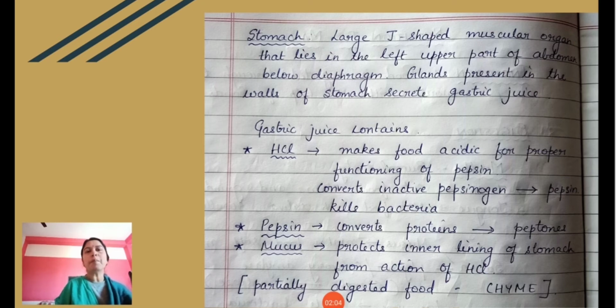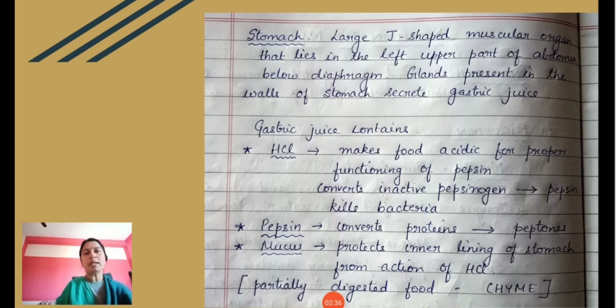And the third component is mucus. Just like saliva had mucus, here also the gastric juice releases mucus. And this mucus helps in protecting the inner lining, or the inner walls, of the stomach, because we know that HCl is acidic in nature. So it has to protect the inner walls from getting corroded or destroyed. So mucus helps in protection of the inner lining of the stomach.